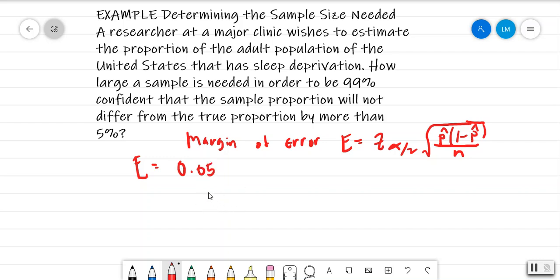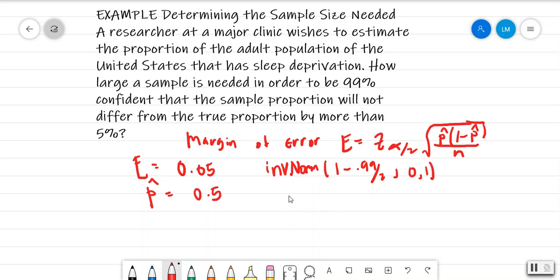Now, the other part of it is that if p hat is not mentioned anywhere in the problem, then we have to use 1/2, because somehow that maximizes it. The other is that we can find the inverse norm of, for example, 1 minus 0.99 divided by 2, comma, the mean, which is going to be 0, and comma, the standard deviation, which is going to be 1.